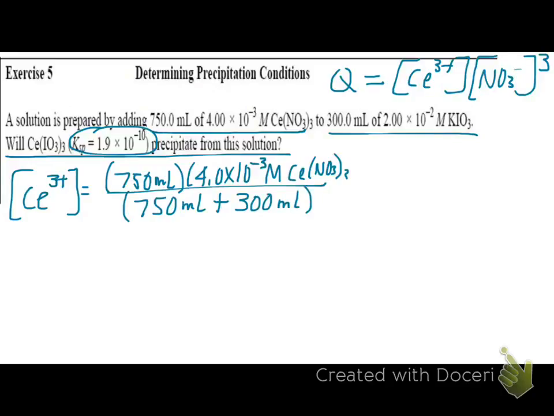Now, just to recap, what I did here is I have the number of moles from the original amount right here. But I'm adding 300 mils to the 750 mils, so I have to divide by the new volume to get the new molarity. And when I do that, I get 2.86 times 10 to the negative third molar. Now I need to do the same thing for the iodate.